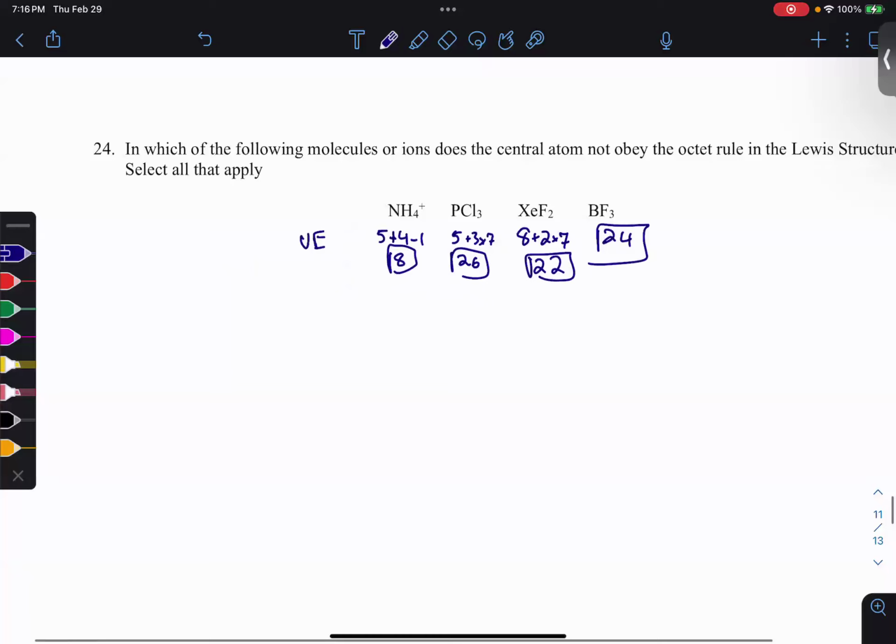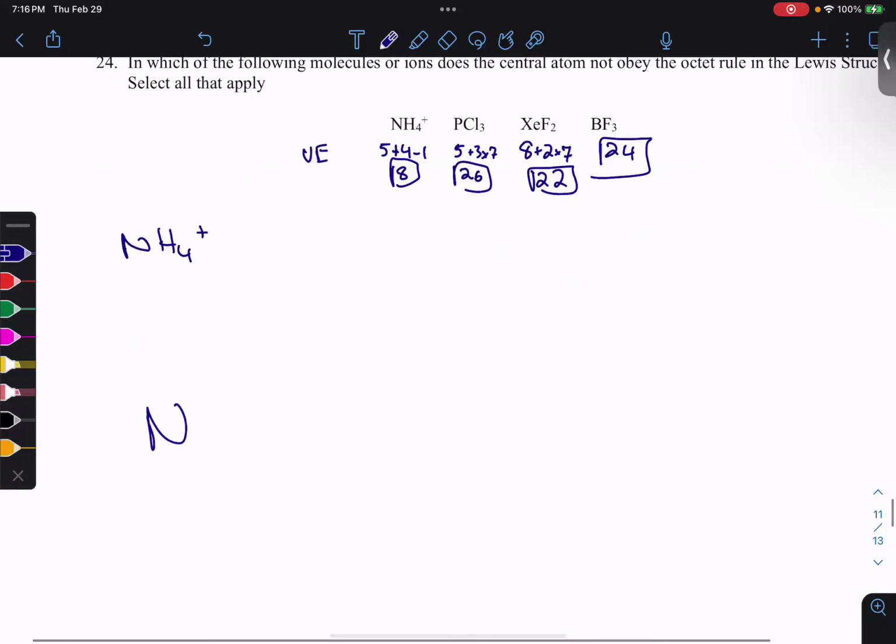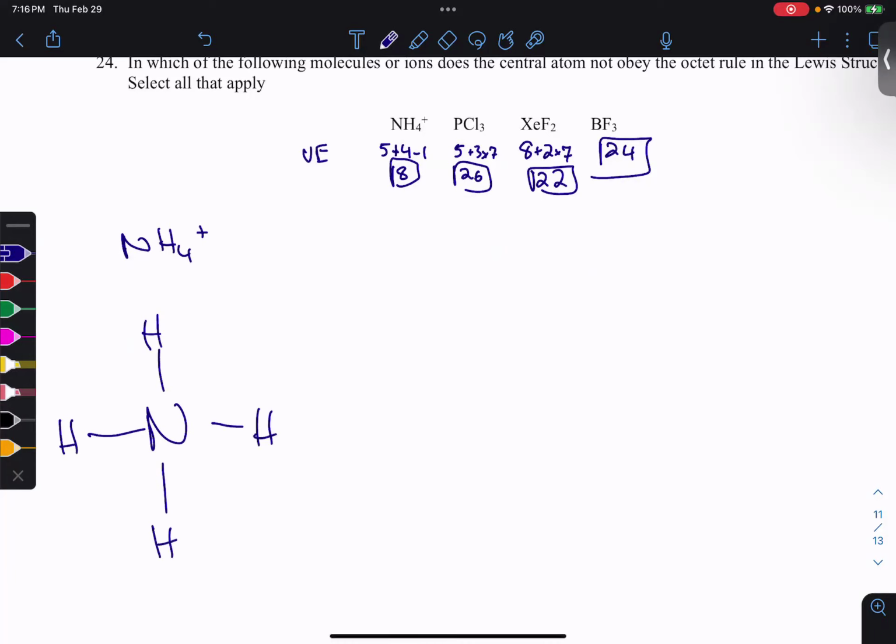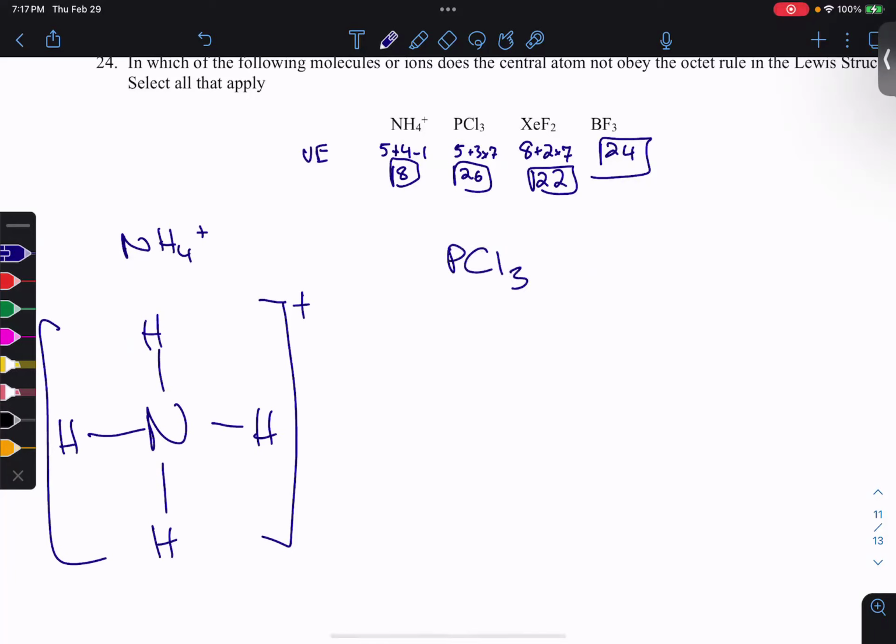So let's do NH4 plus first. We draw nitrogen in the middle, single bonds to all those hydrogens. How many electrons have I placed? 8. So do I place any more? Nope, we're good. So you just put the brackets on and you're good to go. That's it. Check, everything has a satisfied octet. We're good.